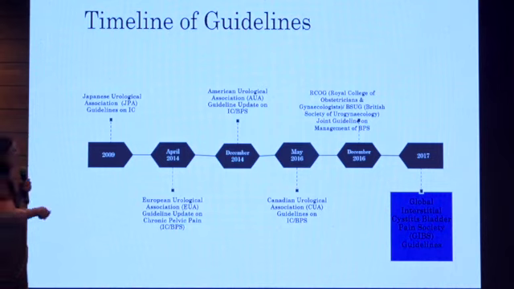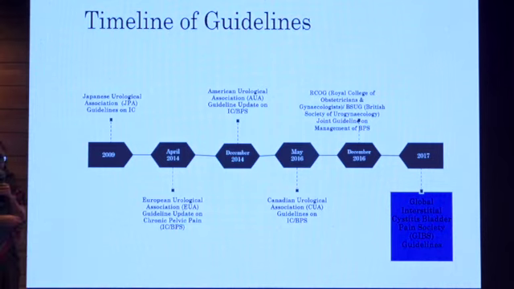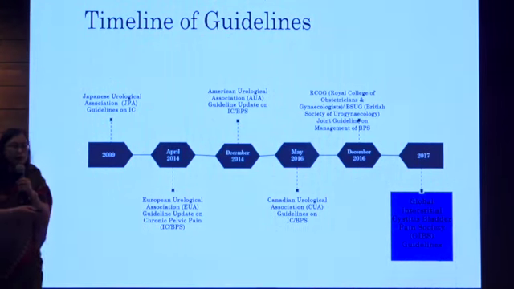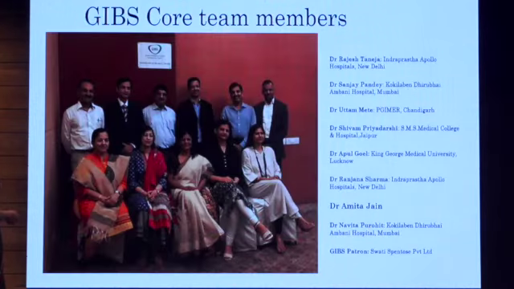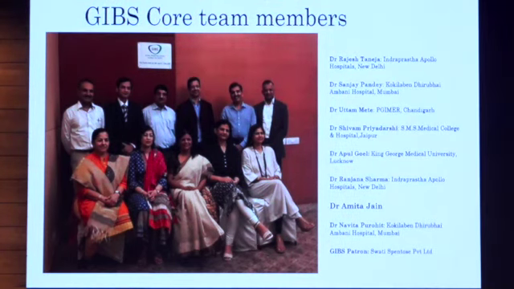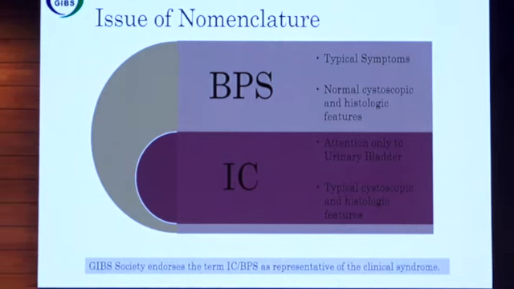In 2017, we formed our own society with the name Global Interstitial Cystitis Bladder Pain Society, GIPS. I invite you all to be a member if you want to learn this disease. We issued our own guidelines depending on our scenario. We have everyone: physiologists, physiotherapists, urologists, gynecologists, and I myself am a core member of the society.